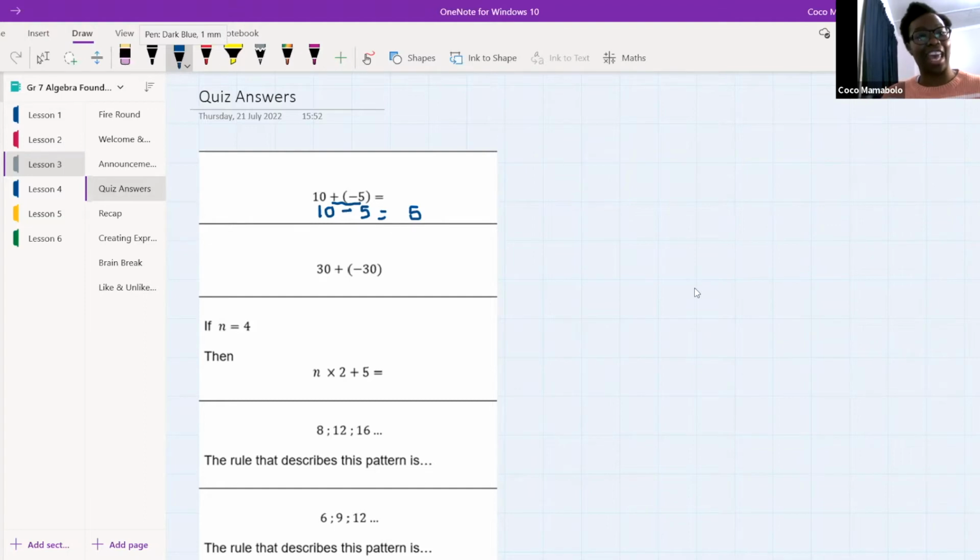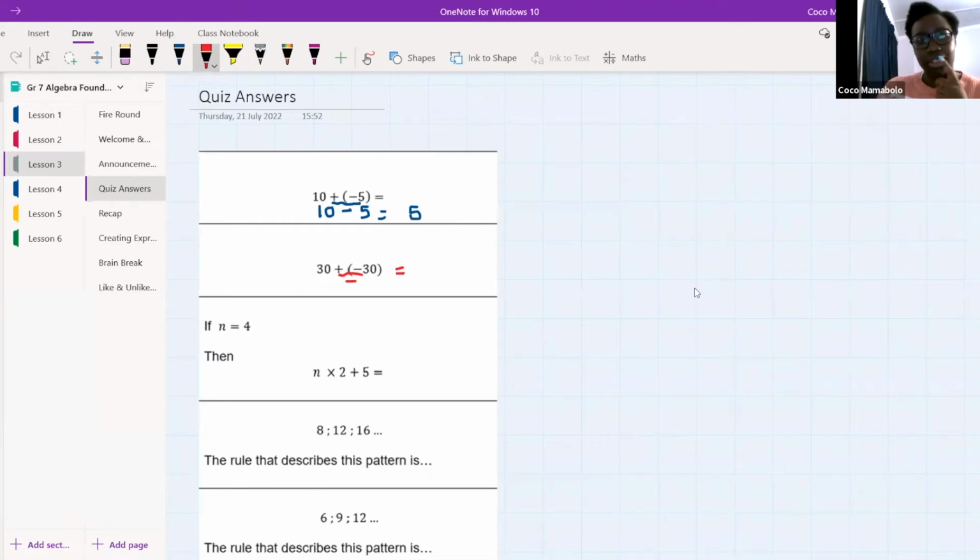I see Zinkle's hand up in the chat. Zinkle, would you like to unmute and help us work out number 2? It's 0. It's 0, absolutely. How did you get to 0, Zinkle? Because a positive and a negative will give me a? Negative. Good. And then what's 30 minus 30?